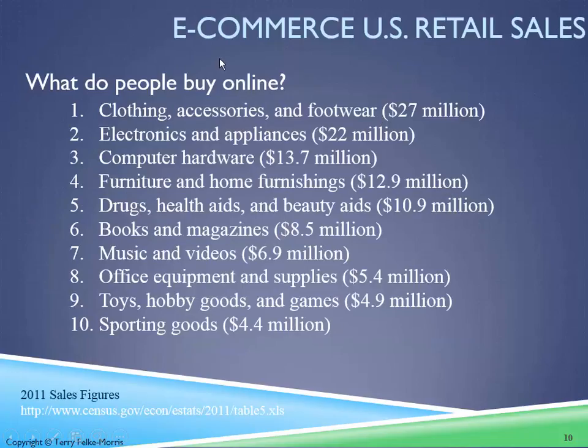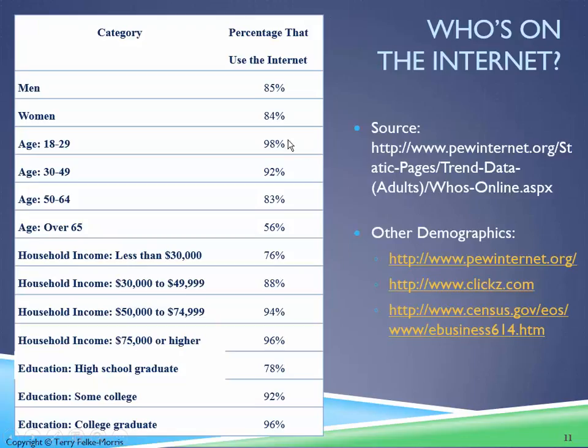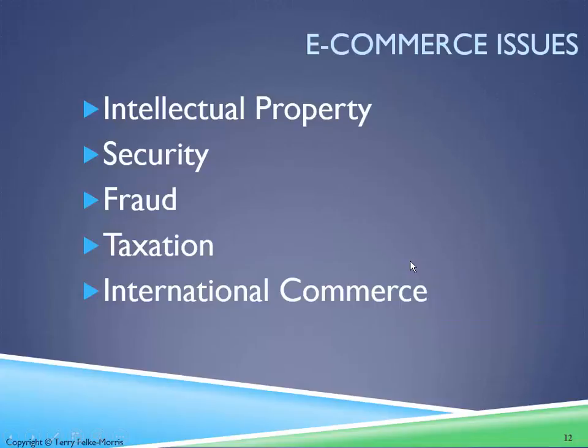All right, what do people buy online? You can see that yourselves here. Here's some more stats. There are other demographics, and you can check those out as you're interested. E-commerce issues: intellectual property, even at Blackhawk, we talk about stuff like this. These tapes that I create, who owns them? If I'm creating them on Blackhawk's equipment, technically we both own them.